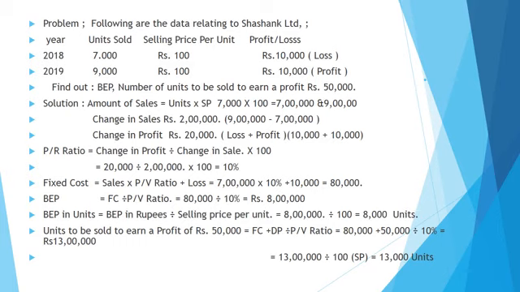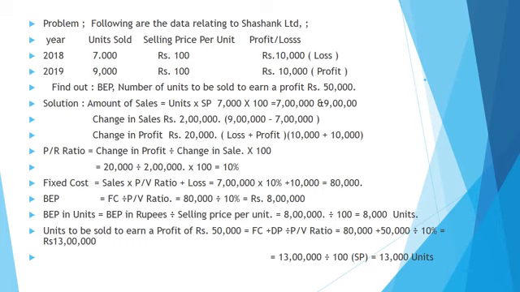See the difference between this problem and the previous problem. Here total sales is not given. Units sold are given and selling price per unit is given. So total sales is to be calculated by multiplying units sold by selling price per unit. Units sold into selling price per unit is equal to sales. Now we have to calculate the PV ratio.